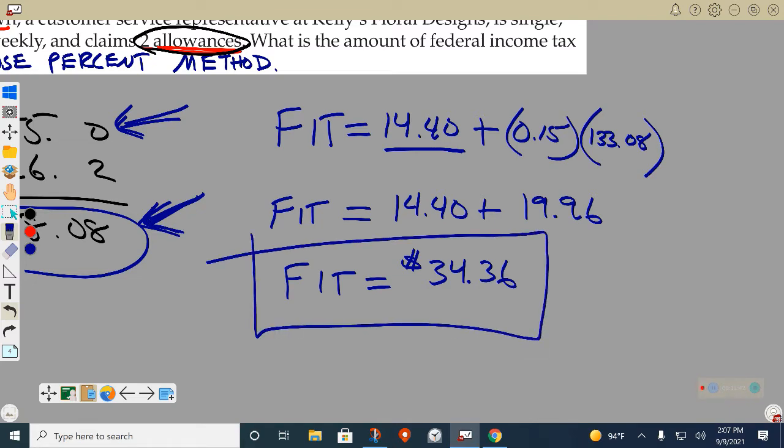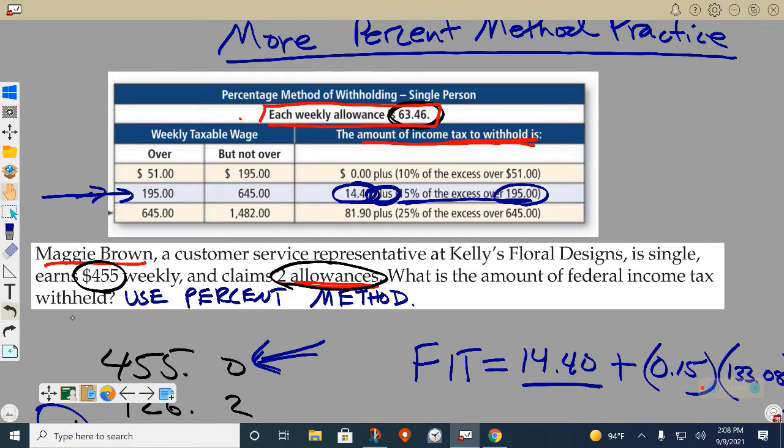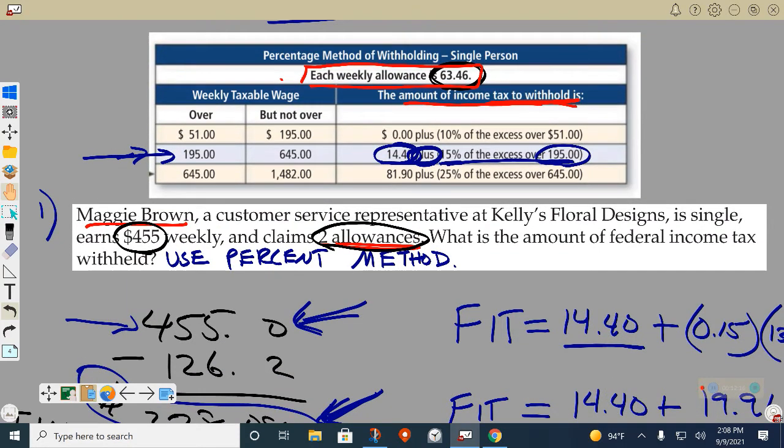Done. Now that takes a lot longer than the table method that I taught you last week, obviously, but you need to know that method because this is the method typically used nowadays. They first subtract your allowances from what you make. That's what we did right here in black. Then you figure out the taxable wage, and then you figure out where you fall on this big table. So you need to know both methods, the table method and the percent method.